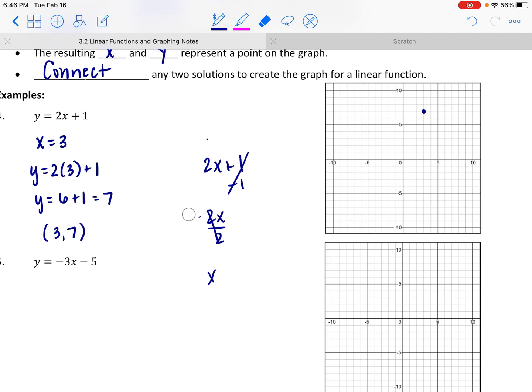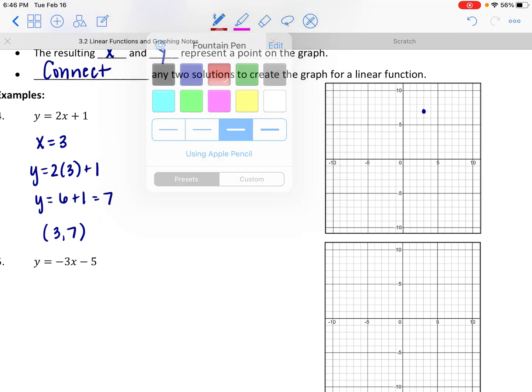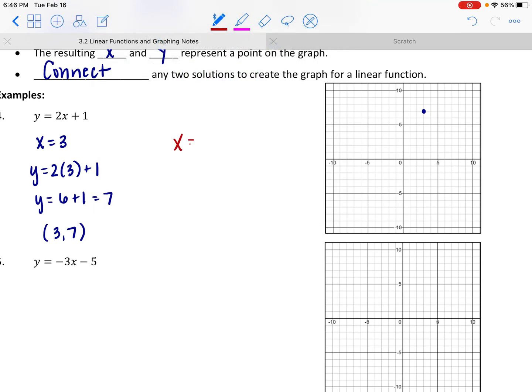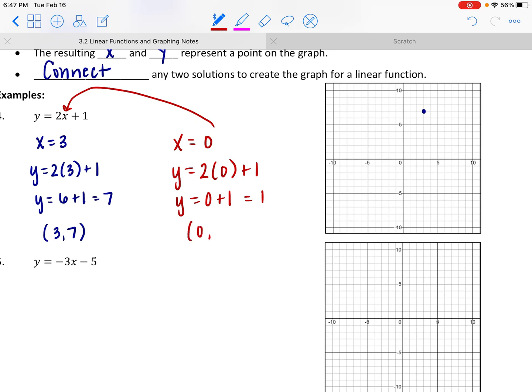So instead of picking a value for y, which ended up being a little complicated, I'm going to continue to pick a value for x. So let's say we pick x equals 0. That's an easy one to pick. If I plug 0 into my function for x, I'm going to have y equal to 2 times 0, plus 1. Well, 2 times 0 is just 0, and 0 plus 1 is 1. So when x is 0, the corresponding y value is 1.